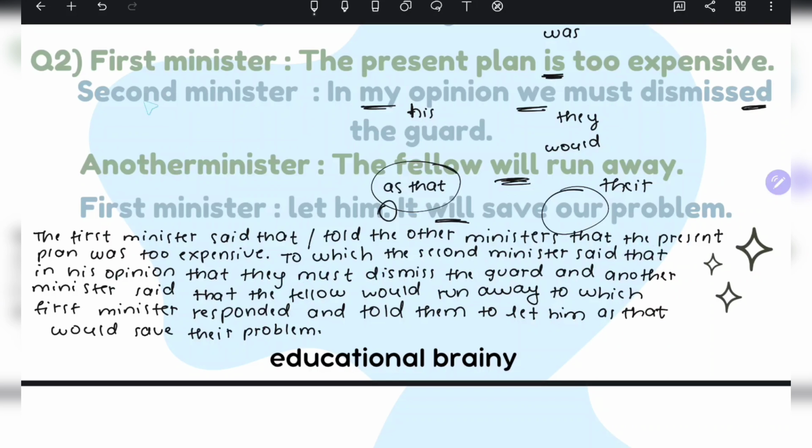To which the second minister is replying, said that in his opinion they must dismiss the guard. Here they've given dismissed, already in the past. You have to write it in the present: dismiss the guard. And another minister said that the fellow would run away, to which the first minister responded. First he responded and told them to let him as that would save their problem. So there's a full stop. Please use some other word than as that, which makes proper sense in the sentence.